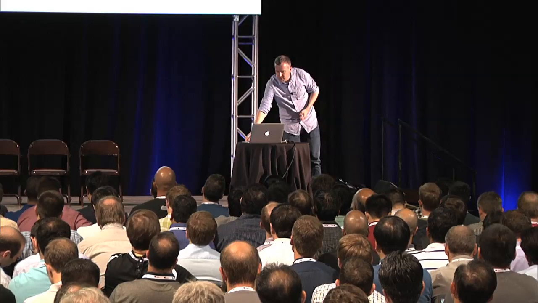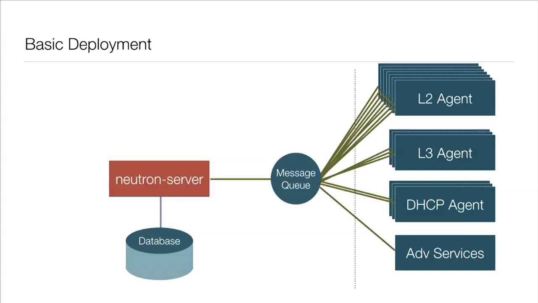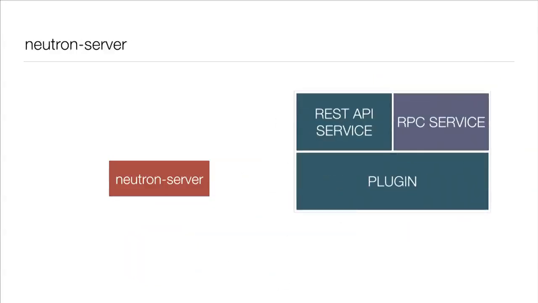So let's dive in a little bit, because that box that says Neutron server, it's like, okay, great, that does a lot of stuff, but what exactly is it? When we dive in, really the Neutron server is three parts. It's a REST API service, an RPC service, and a plugin.